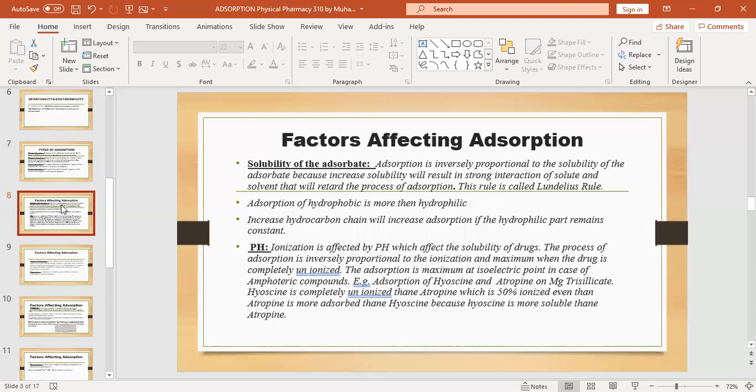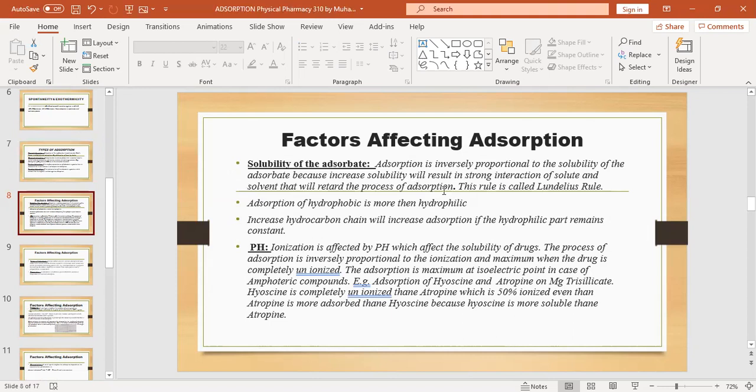As far as the relation of solubility and the adsorption phenomenon, adsorption is inversely proportional to the solubility of the adsorbate, because increased solubility results in strong interaction of solute and solvent, and that retards the process of adsorption. This rule is called Lundelius rule. Simply, solubility is inversely proportional to adsorption. By solubility, we mean that there is an interaction between the solute and solvent molecules.